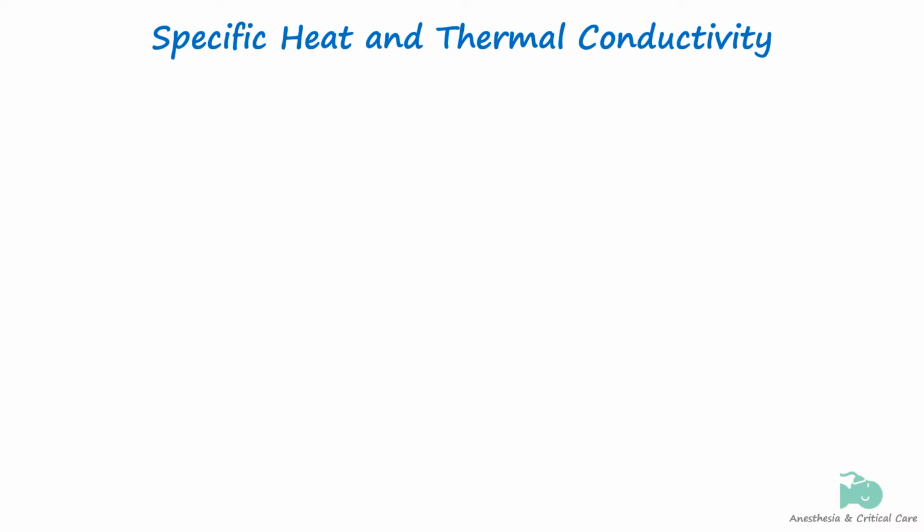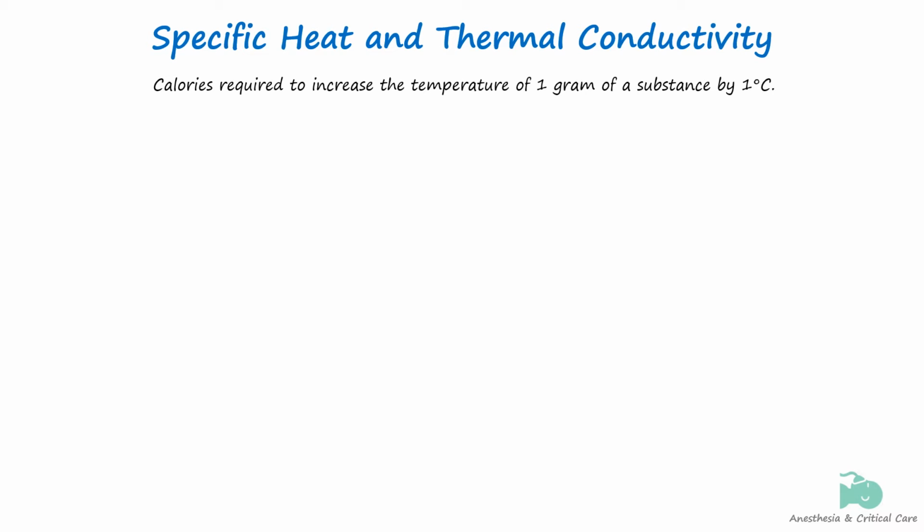Specific heat refers to the number of calories required to increase the temperature of 1 gram of a substance by 1 degree Celsius. In simpler terms, specific heat is a measure of how resistant a substance is to heating up. A substance with a high specific heat takes more energy to get warmer, while a substance with a low specific heat heats up quickly with less energy. For example, water has a high specific heat, which means it takes a lot of energy to raise its temperature. This is why water heats up and cools down slowly compared to many other substances.